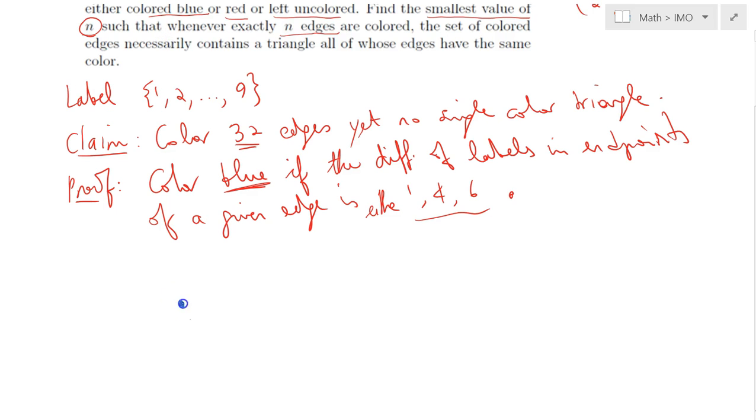Okay, so suppose that one of the vertices is 3. Let's say that I decided to color blue, like in here, this edge, because 4 minus 3 is 1. And let's say 3 is also connected to 2, and that one is also colored blue, and then 7 is also colored blue. All these colorings are blue. In fact, 3 to 9 is also blue.